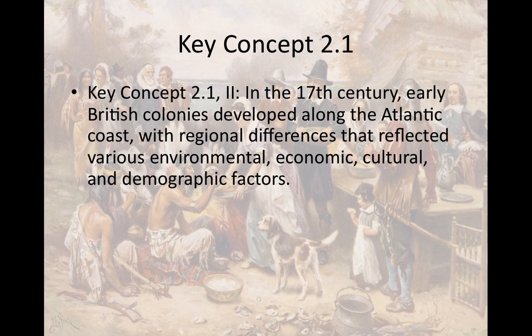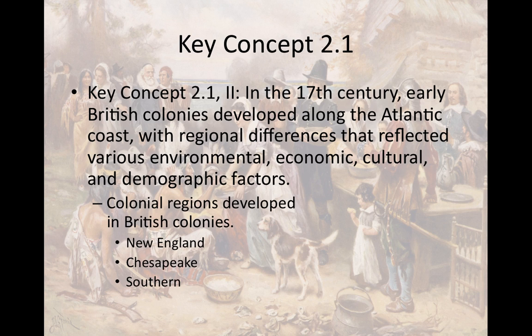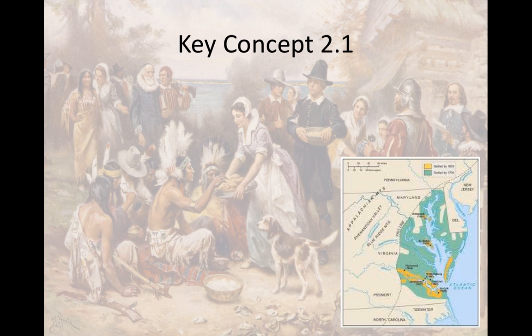Now, moving along, we'll talk about Britain. And Britain gets its own Roman numeral in Key Concept 2.1. It says, in the 17th century, early British colonies developed along the Atlantic coast with regional differences that reflected various environmental, economic, cultural, and demographic factors. So, in other words, colonial England developed into different colonial regions. New England, the Chesapeake, the Southern, and then the Middle, which I forgot there, but we'll talk about it anyways.